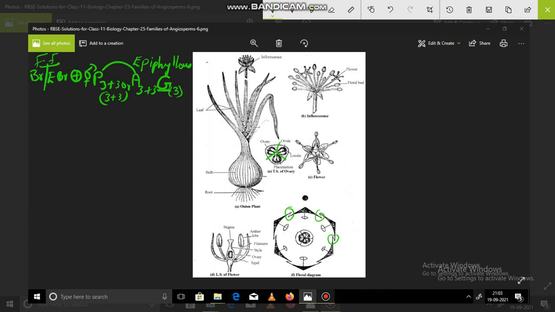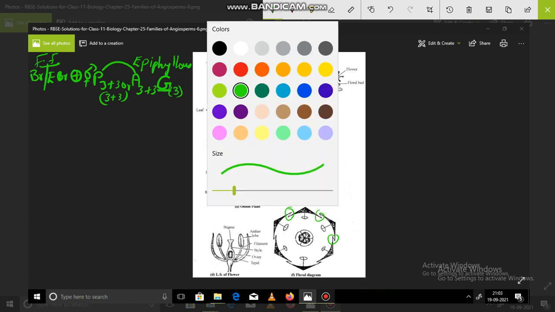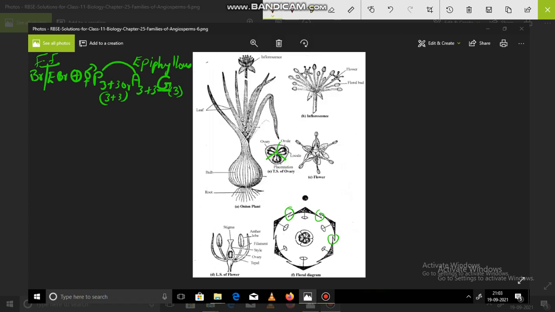In order to easily draw the floral diagram, there is an easy technique. Just put a circle. I'll use another color. Just put a circle. It's an easy way to draw the whorls. In order to depict the outer whorl, we will put 3 whorls outside. This is how to put the whorls. Just draw the whorls like this.